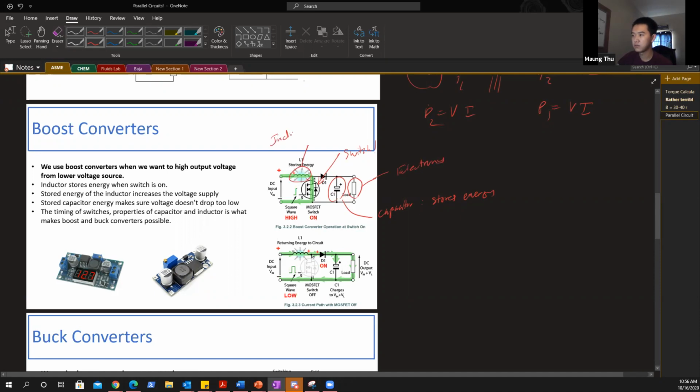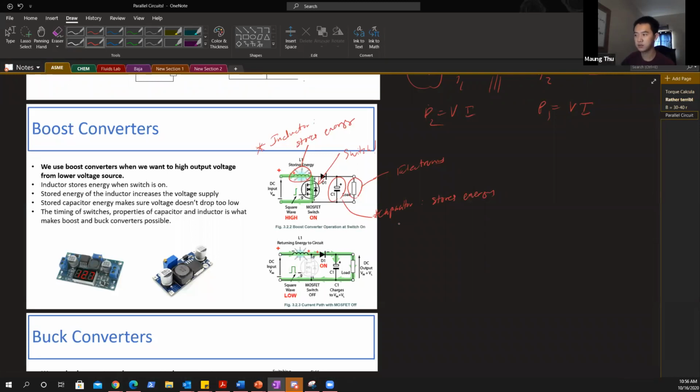Inductor also stores energy. So what you notice is that inductor and capacitance both store energy, but they store it differently. An inductor uses current to store energy in its magnetic field, whereas a capacitor uses voltage to get a gradient in voltage and store it, okay? Store it in its internal resistance, I think. I'm not too sure.